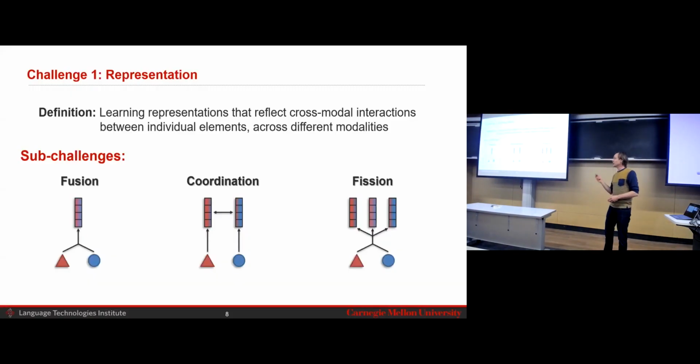So as we talked, representation has at least three sub-challenges. I mean, you could argue there are more, but there's at least three. There's fusion, which we discussed a lot on Thursday. There's coordination, where the goal is no more to fuse and integrate information. You keep the same number of representations as you have modalities, but you coordinate or contextualize the information.